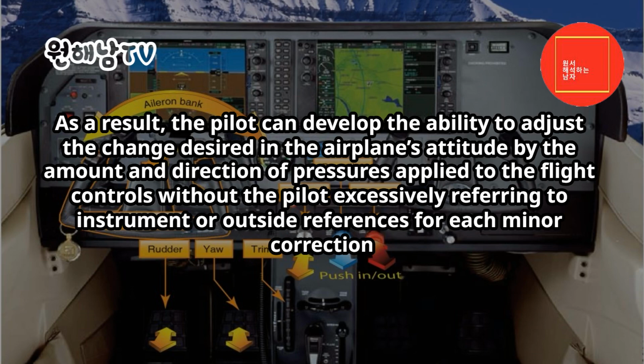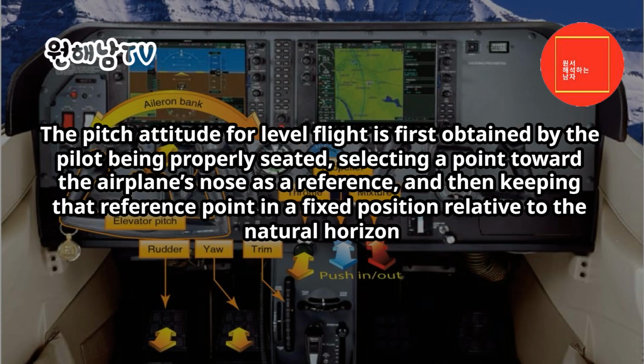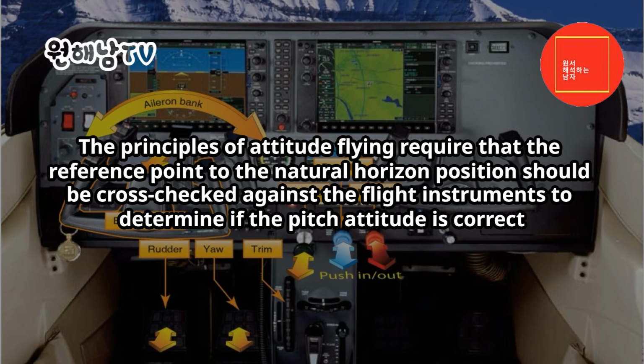The pitch attitude for level flight is first obtained by the pilot being properly seated, selecting a point toward the airplane's nose as a reference, and then keeping that reference point in a fixed position relative to the natural horizon. The principles of attitude flying require that the reference point to the natural horizon position should be cross-checked against the flight instruments to determine if the pitch attitude is correct.